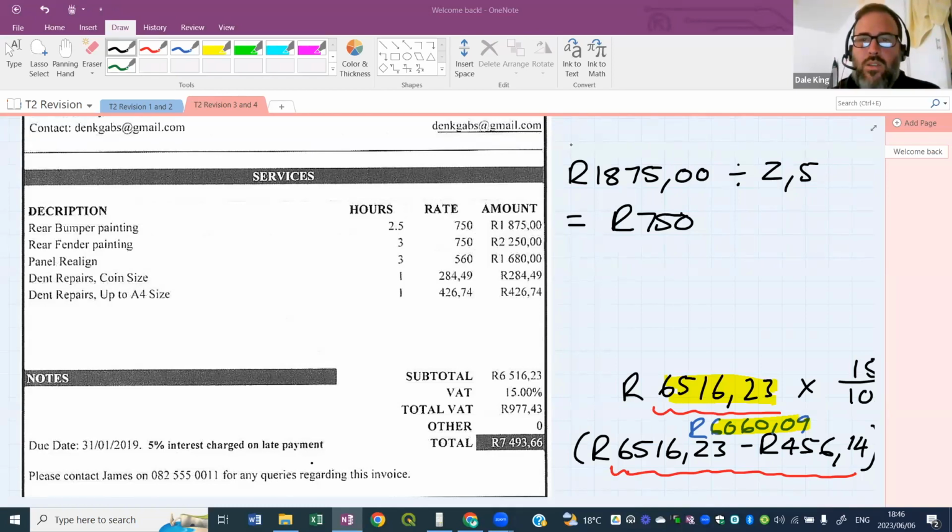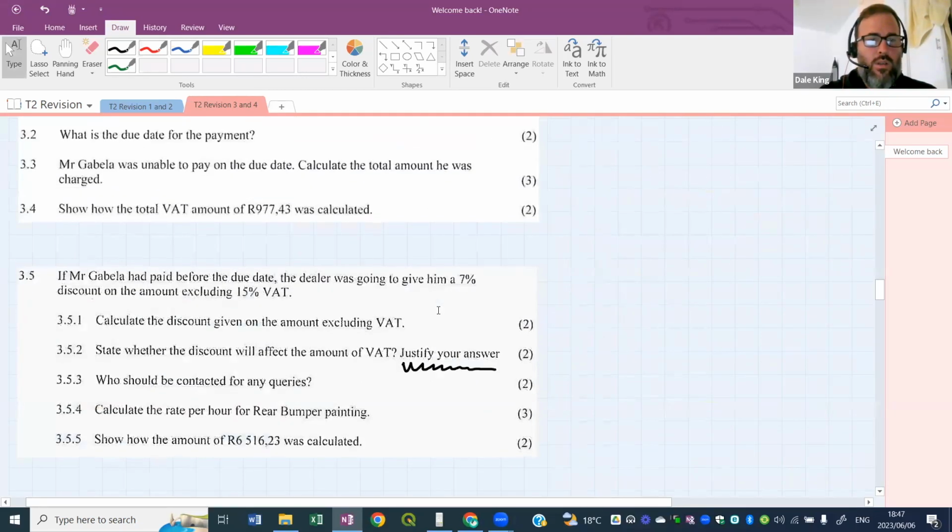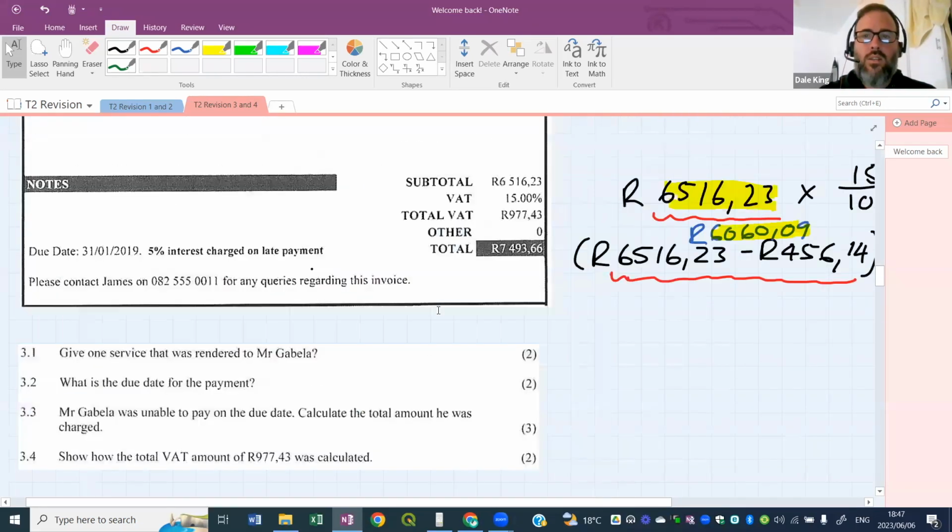All right. So 750 Rand, but we haven't finished yet. Kier's probably screaming on the other side there. You've got to say 750 per hour. Because a rate always has this symbol, the per symbol, right? So it's 750 per hour. All right, so that's a rate. Okay. So they're saying, let's read the question again. Did we answer it? Calculate the rate per hour. Yes, we got the rate per hour.